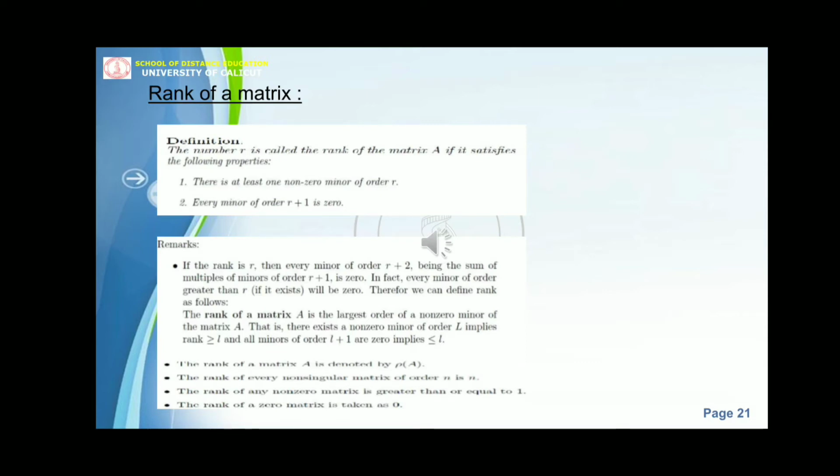Now we'll look at some remarks. First one, the rank of a matrix A is the largest order of a non-zero minor of A. Second one, the rank of a matrix A is denoted by ρ(A). Third one, the rank of any non-singular matrix of order n is n. Fourth one, the rank of any non-zero matrix is greater than or equal to 1. And fifth one, the rank of a zero matrix is taken as 0.